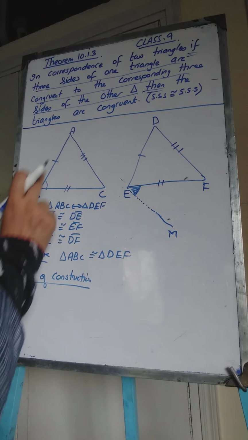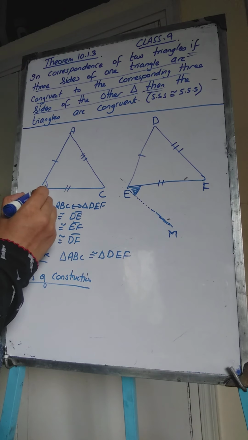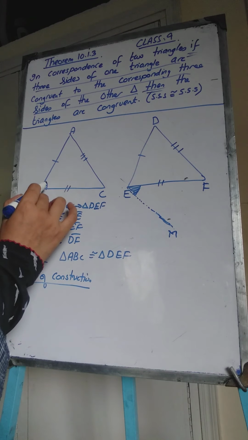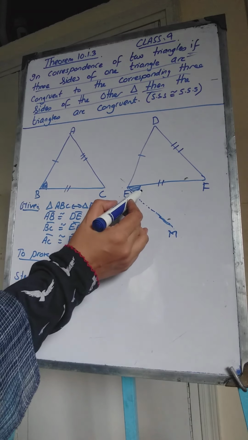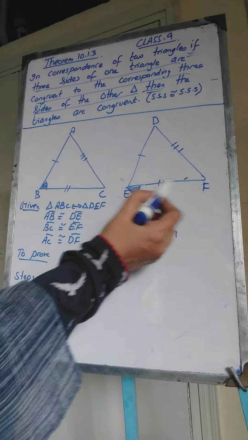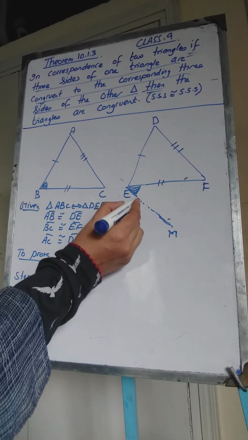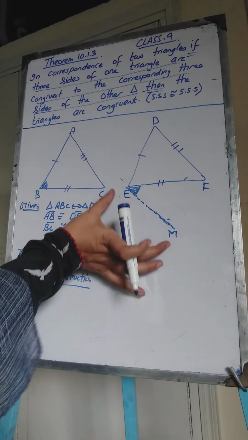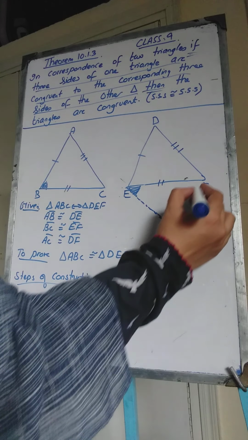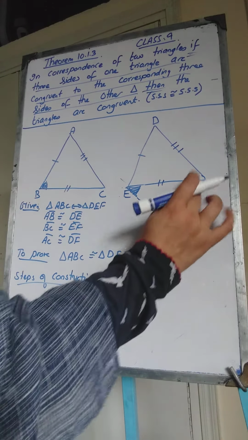We are going to take EM equal to AB. What we are going to do is make an angle here at the point E which is equal to angle B. If it is 45, this will also be equal to 45. Then we are going to extend this side as much as AB. We are going to take EM equal to AB, and then we are going to join F to M. This will give us another triangle.